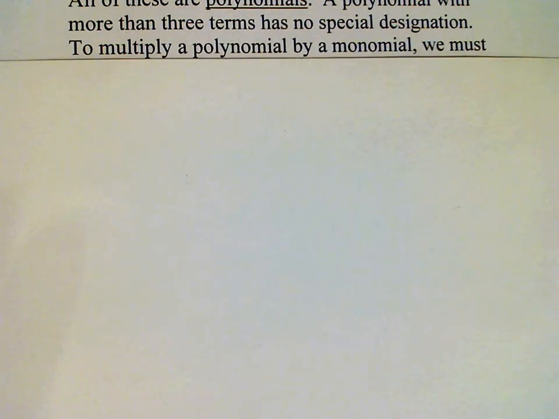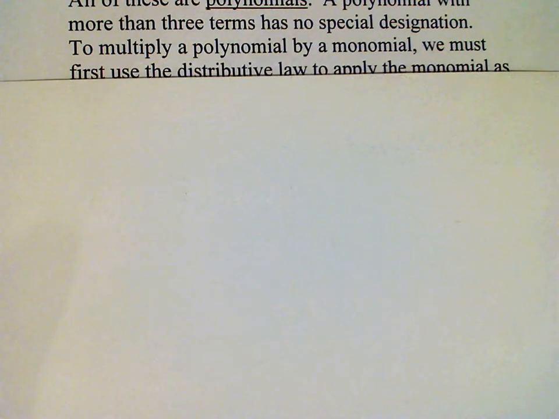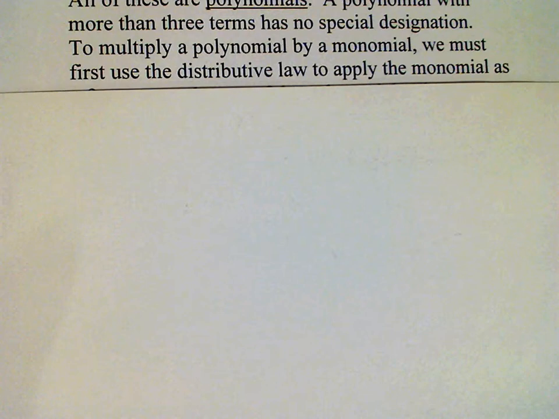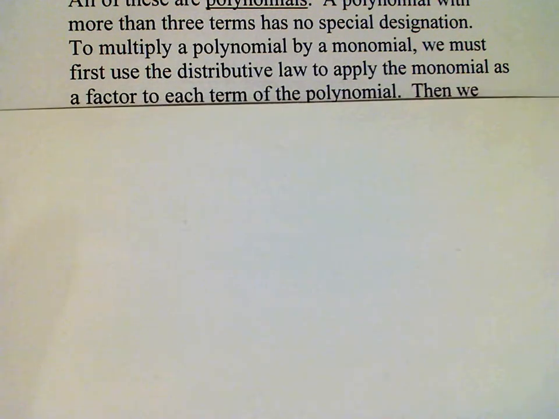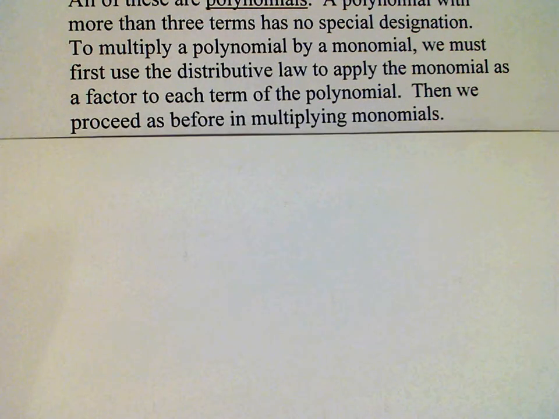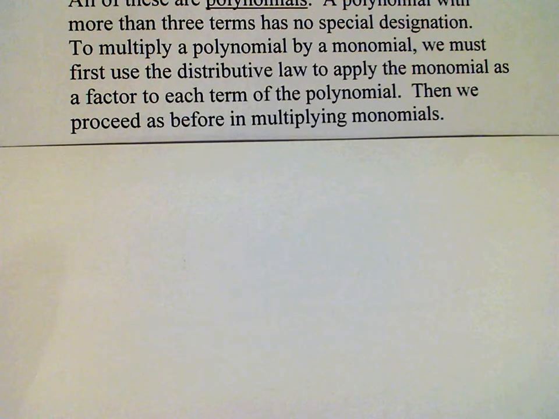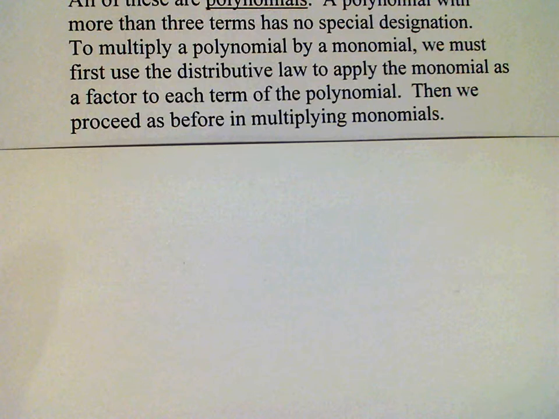So now how do we multiply a polynomial by a monomial? Well, we're going to use the distributive law and apply the monomial as a factor to each term of the polynomial. And if we have monomials to multiply as a result of applying the distributive law, then we'll use our knowledge of multiplying monomials to complete the process.